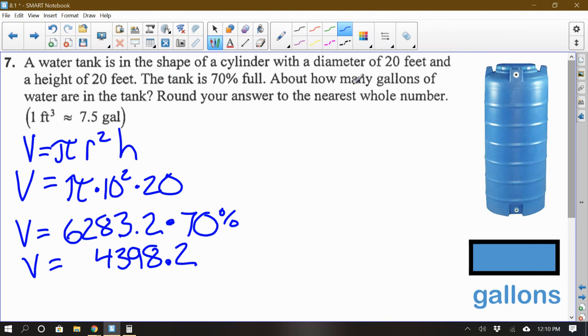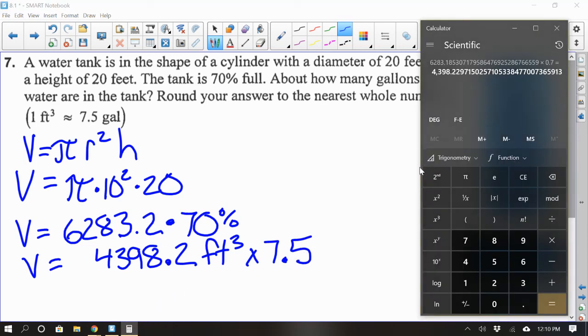One more step though. They're saying how many gallons. What I just figured out was cubic feet, right? Because it was the diameter of 20 feet, the height of 20 feet. So my answer is actually cubic feet, but we need to convert that into gallons. All right, so it looks like every one of my feet cubed is about 7.5 gallons. So let's multiply this 4,398.2 times 7.5.